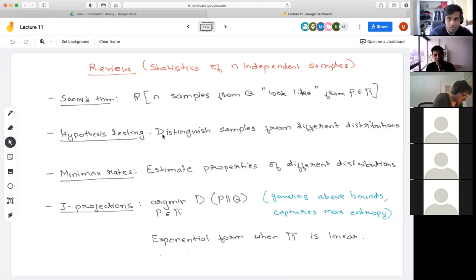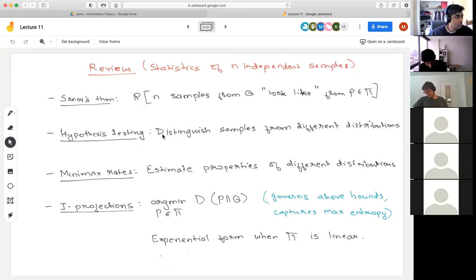Hypothesis testing is again a question of this form, that we want to distinguish a bunch of distributions from each other. So we want to figure out the probability that the samples, when they're coming from one distribution, look like they're coming from the other one or something close to the other one, or one of the others if there are many of them. Minimax rates was about finding properties of distributions, but then we also related it to hypothesis testing, saying that if we can estimate these properties well, then at least for a bunch of well-separated distributions, we can think of it as identifying the distribution.